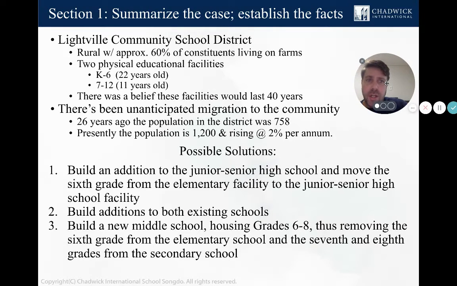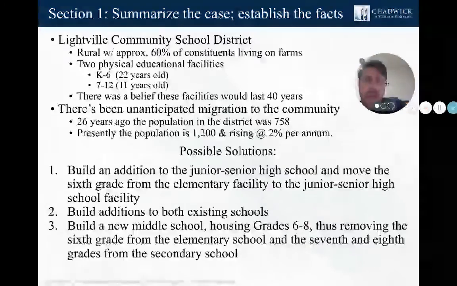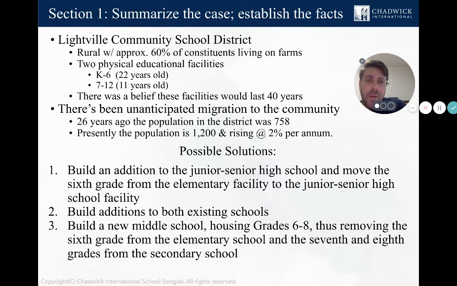They have two physical educational facilities, a K through 6, which is 22 years old, and a 7 to 12, which is 11 years old. At the time when these buildings were made, there was a belief that they would last about 40 years with demographic trends, etc. There has been in recent years an unanticipated migration to the community. So 26 years ago, at the time when they were planning to build these facilities, the population in the district was 758. Presently, the population is 1,200 and rising at a 2% rate per annum.